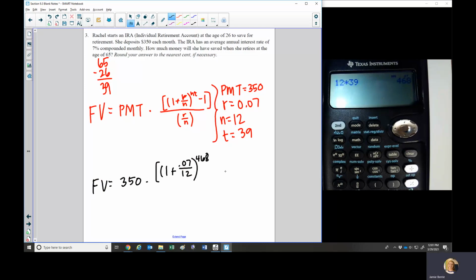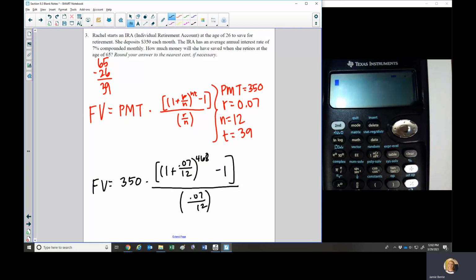It's a lot of compounding periods. Minus 1. That means her interest got compounded 468 times. Divided by R over N, so that's 0.07 over 12. Okay. All right, clear that out.